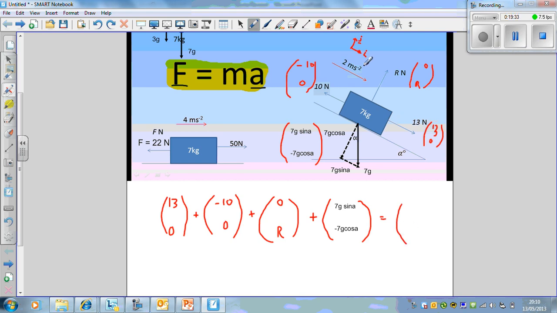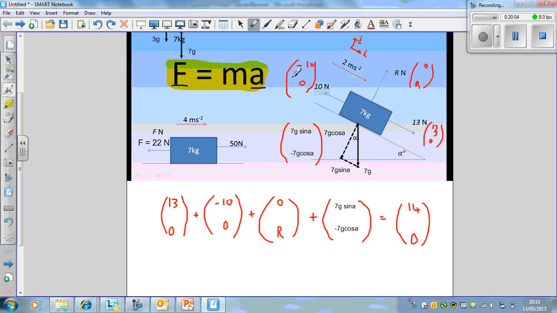Now, the acceleration is only in the I direction. Okay, so ma is only going to be in the I direction. So 7 is the mass. Acceleration is 2. So that's going to be equal to 14. So 7 times 2, which of course is equal to 14. So I'll just write 14 there. Okay. Now there's no acceleration in this perpendicular direction. This is going to be equal to 0.